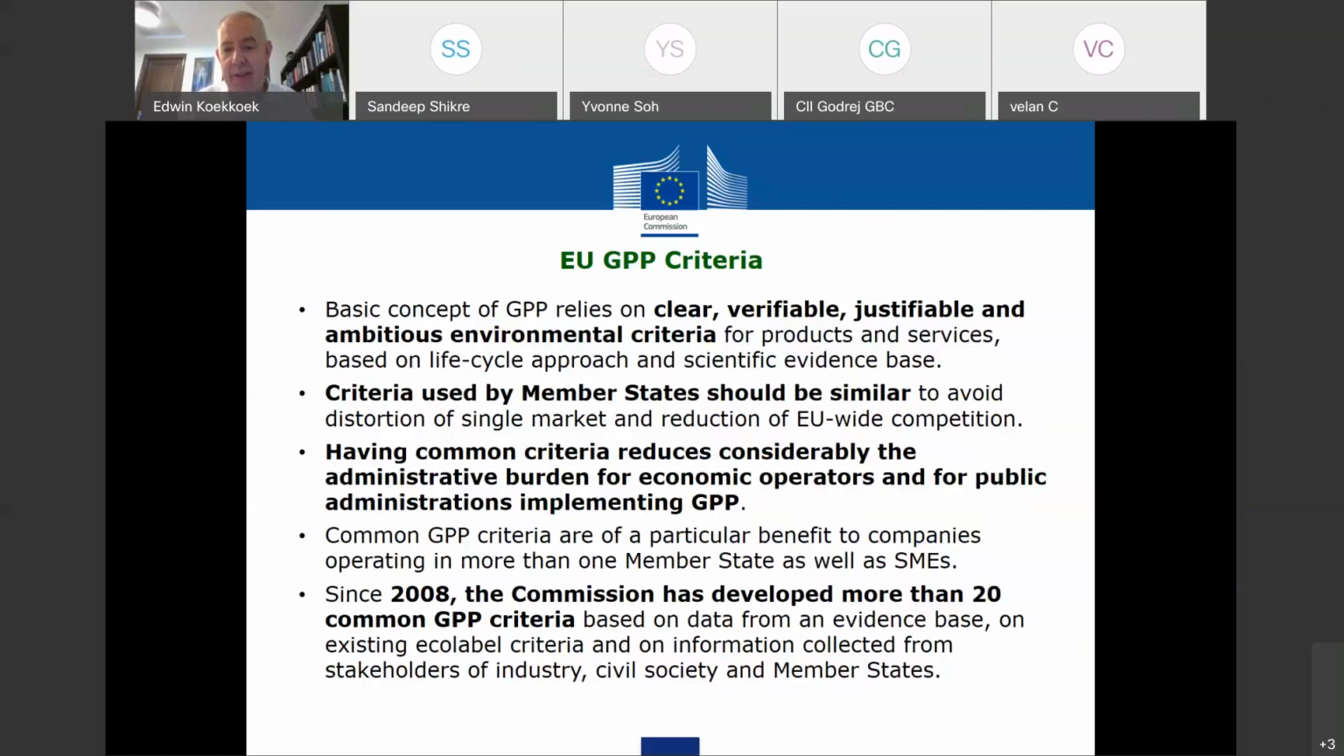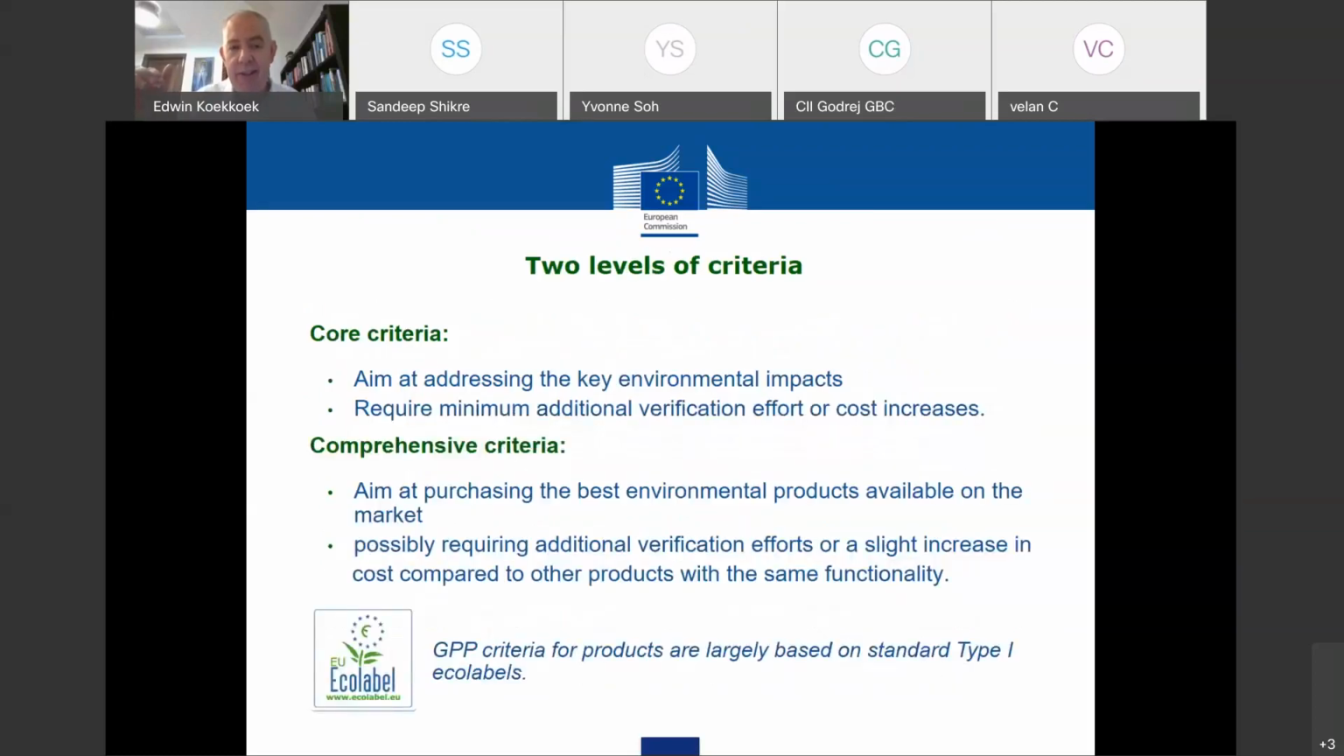So that's why the Commission has developed more than 20 common green public procurement criteria for 20 sectors, including also the office building sector. There are two levels of criteria. There are the more general criteria that focus on the key environmental impacts, and to meet these criteria, you require minimum additional verification effort or cost increase. And you have the criteria that aim at purchasing the best environmental products available on the market. And they would require additional verification efforts, and they can also result in a slight increase of the costs.